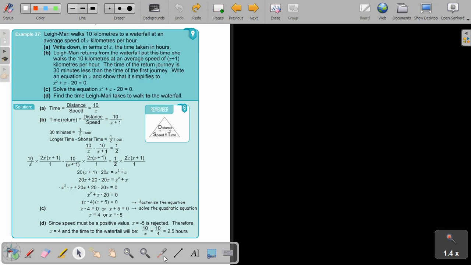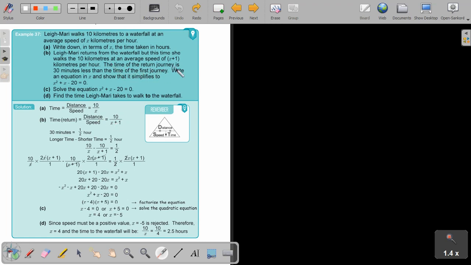If you look here, don't forget this, DSTV. People like DSTV. So if I want time, it's distance divided by speed. So the distance is 10 and the speed is x. Leemarie returns from the waterfall, but this time she walks 10 kilometers at an average speed of x plus 1. So first get the time of her return. So it's 10 divided by (x plus 1).